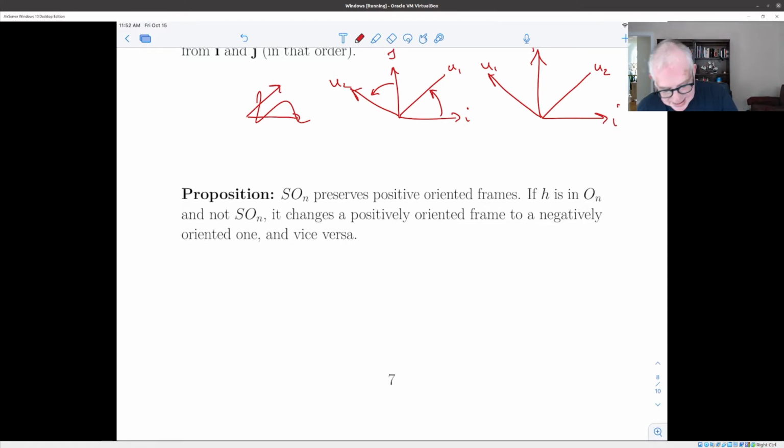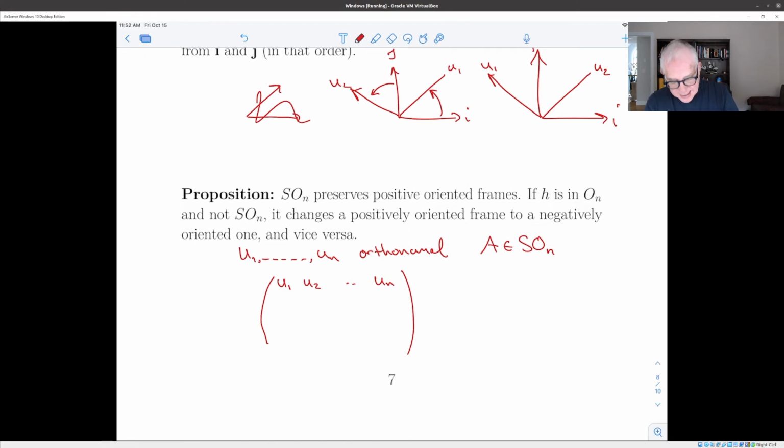And to see this, let's suppose we have a frame. So we have u1 up to un orthonormal. And let's suppose that A is in SO(n). So let's make the matrix whose columns are u1, u2, down to un. And let's multiply that times the matrix A. What do we get? If you think about the way matrix multiplication works, we get a matrix whose columns are Au1 out to Aun.